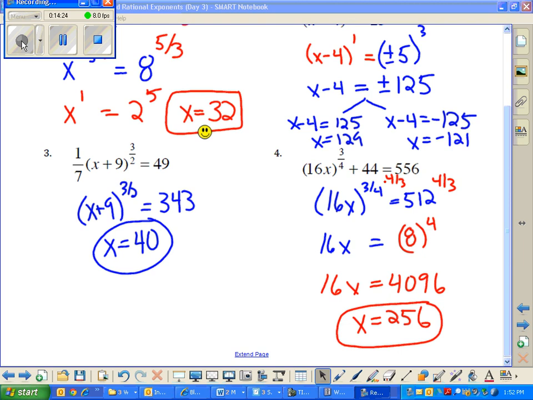So you would raise 5/12 to the 4/3. That's the same thing as taking 8 to the 4th power. So you have 16x equals 4,096. Divide both sides by 16. You should get 256 for that answer. And it does work. Questions about that? Okay. You're good?